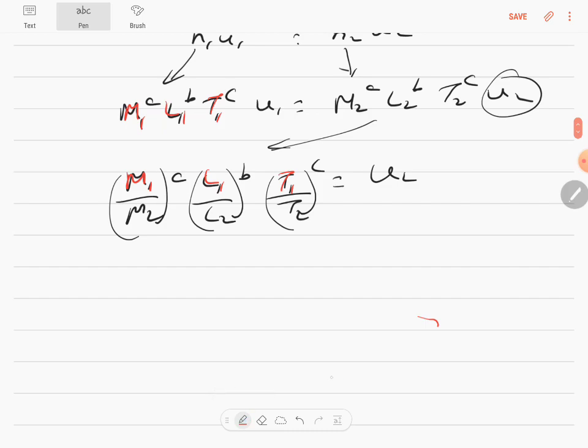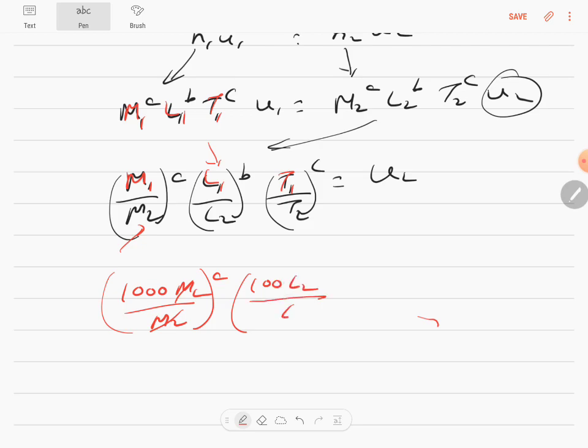And I know that 1 kg of mass is 1000 grams, 1000 M2 by M2, because below is grams, so 1000 M2 by M2 to the power A. 1 meter is 100 centimeter, 100 L2 by L2 to the power B. L2 L2 get cancelled. It's seconds, T1 and T2, both of them are seconds, you get cancelled, and so it's just 1 to the power C, which can be ignored.